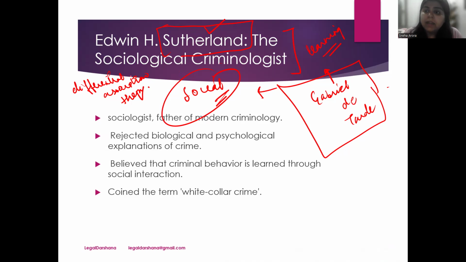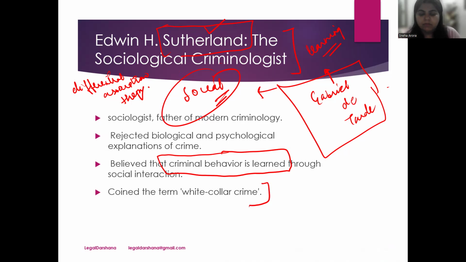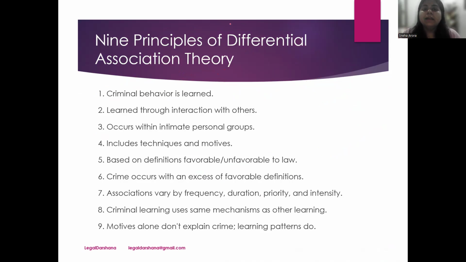His main thought, which we are going to study throughout Sutherland, is that criminal behavior is learned. He strictly says that criminal behavior is learned, and how it is learned is described in the next 9 principles that we are going to cover. Also, he is one of the people who coined the term white collar crimes, which we often study in the form of money laundering, the Prevention of Corruption Act, etc. Now coming to the 9 principles of differential association theory.